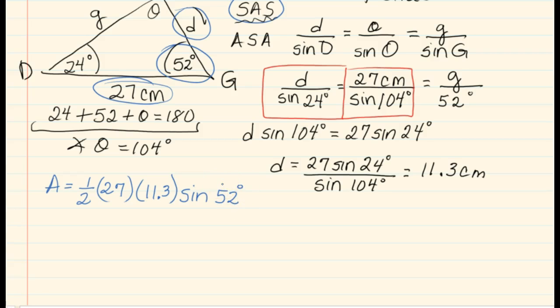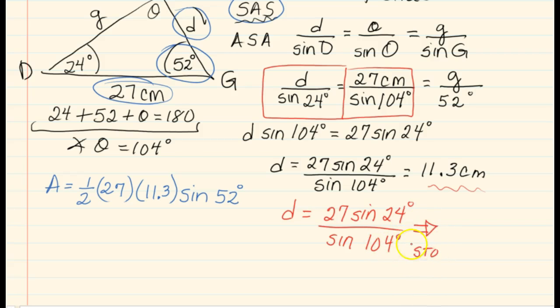Now, one of the things I do want to stress is that instead of doing an approximation, we can actually store this value of 27 sine of 24 degrees over sine of 104 degrees. We can store it by hitting the store key on your calculator, and then you can pick a letter. So we're going to pick D. I think all the letters you pick on your calculator have to be capital.